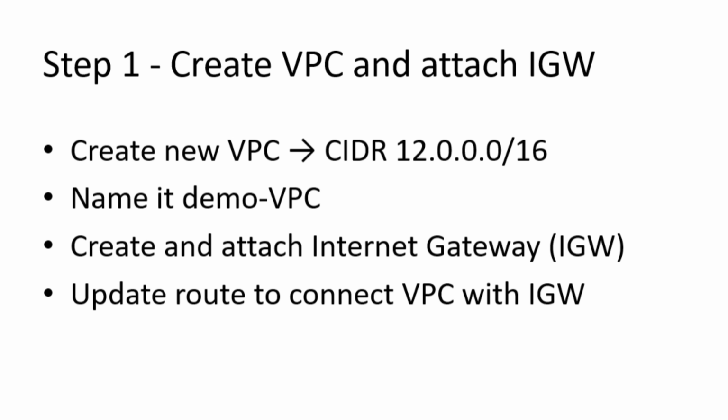Finally, update the route table of your public subnet to direct traffic to the IGW. This ensures that resources in the public subnet can access the internet.